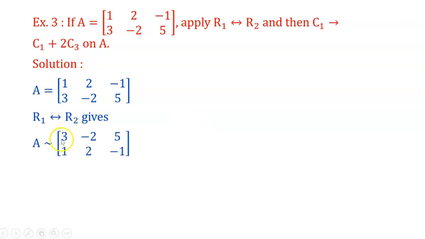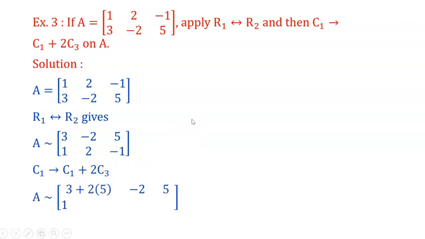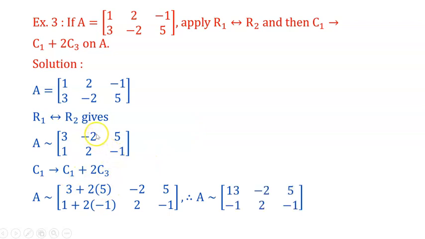See this here, it changes to 3, minus 2, 5, 1, 2, minus 1. Next operation, C1 changes to C1 plus 2 times C3. See this here, C1 changes, and the other columns remain as they are, that is minus 2, 5 and 2, minus 1 remain as they are. C1 changes to C1 plus 2 times C3, and then the new matrix will be 13, minus 2, 5.